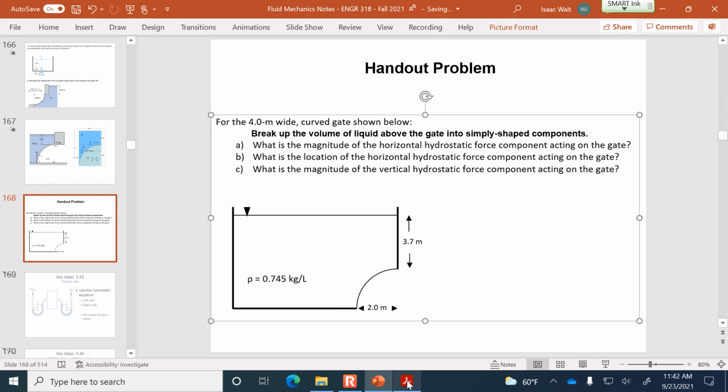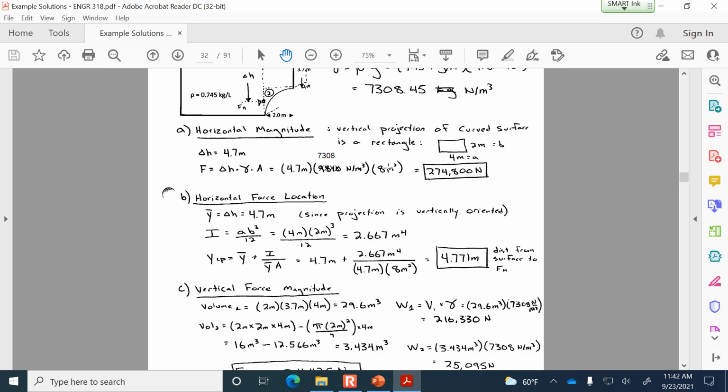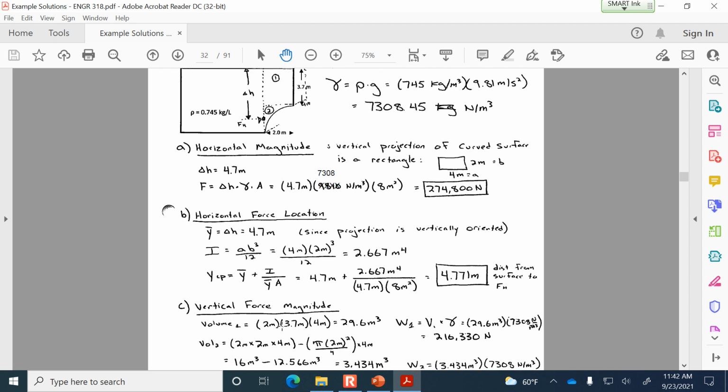Okay, so let's take a look at what are the two volumes that are above that gate. I've labeled them as element 1 and element 2. Element 1 is rectangular in shape. Element 2 is like this leftover after we extract out a quarter circle. Element 1 is relatively easy to calculate the volume of. It's just 2 by 3.7 by 4, so it has a volume of 29.6 cubic meters, and then we can find the weight of the liquid by multiplying that volume by gamma. So element 1 has a weight of 216 kilonewtons.